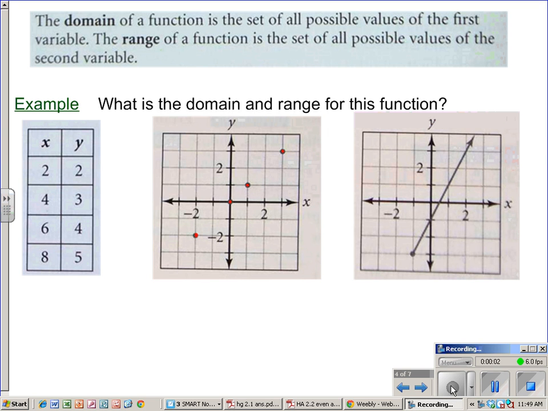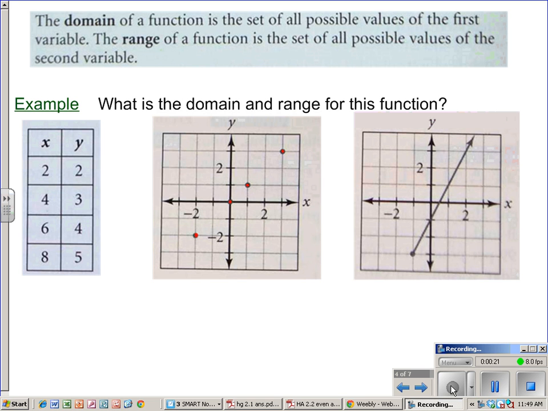All right, welcome back. This will be part two. This is section 2.3. We just got done talking about what a function is, how you tell if it's a function, what you're looking for to tell if it's a function or not. And so this part, talking a little bit about some of the other things that go with dealing with functions.